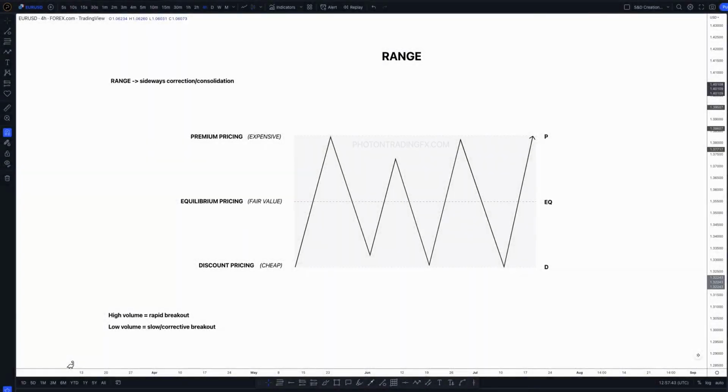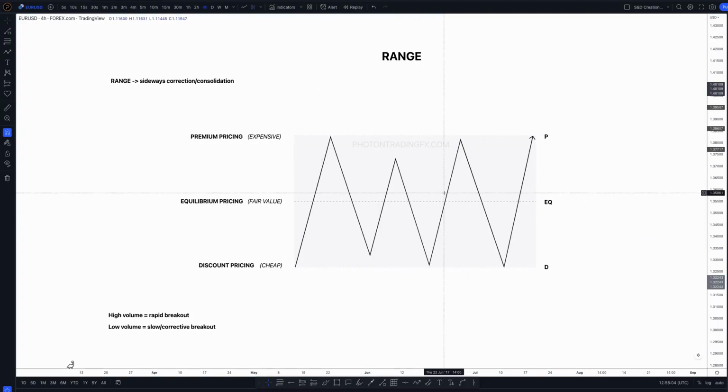So the first step to doing this is simply understanding what a range is. Now, a range on a price chart is simply a sideways consolidation or correction, right? So we can just see price moving sideways. It's not really moving in any sustained direction. It's not breaking the high or low. We can see that price never trades higher or lower than its low, right?